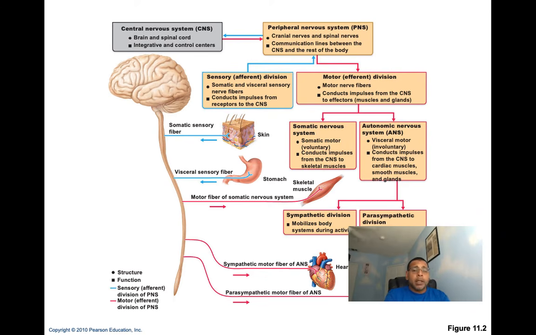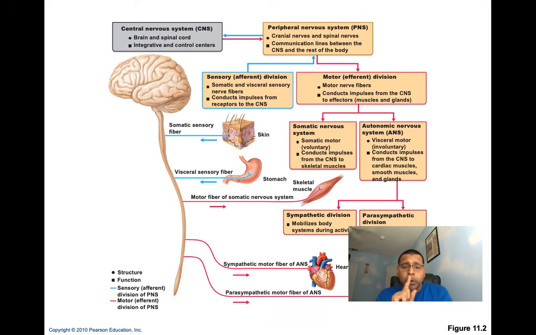Now, when we talk about this autonomic nervous system, you can see it gets further subdivided into the sympathetic division and parasympathetic division. The sympathetic division is also known as the fight or flight division. And then the parasympathetic division is also known as the rest and digest division.